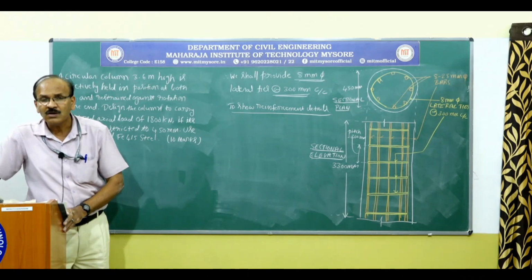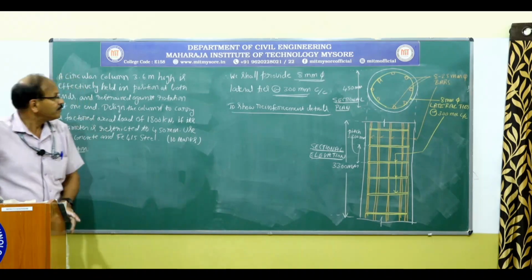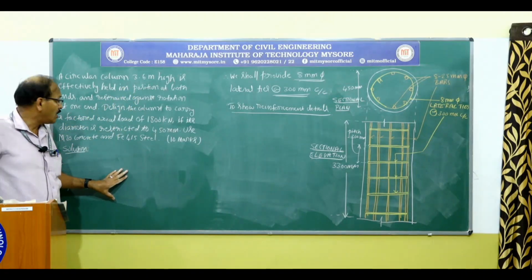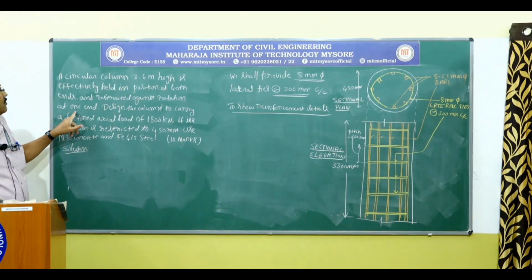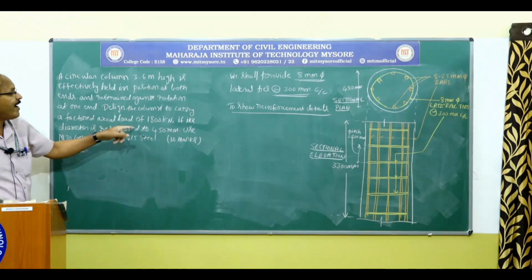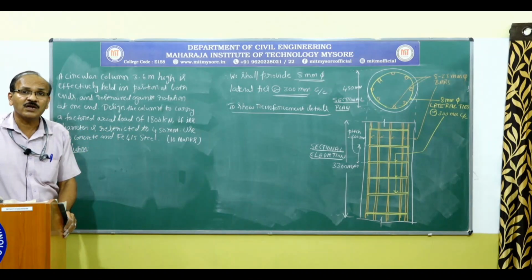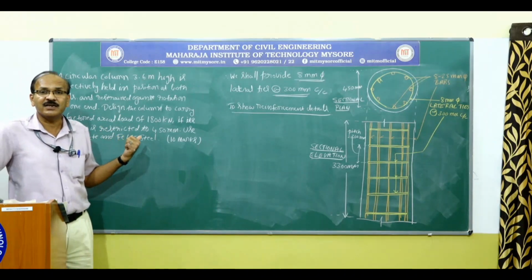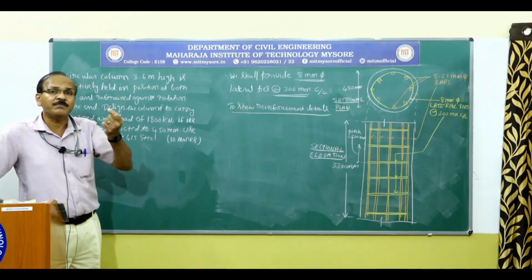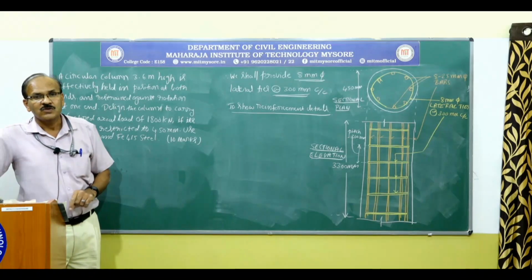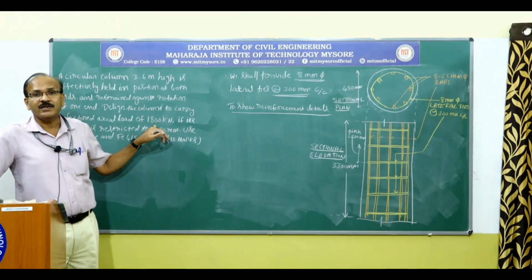Is it clear to you? So effective length is known. And also in this problem, design the column to carry a factored axial load of 1800 kilonewton. That is, the load is already factored. That is, the load is already multiplied by the load factor, which is equal to 1.5. So PU value is 1800 kilonewton.